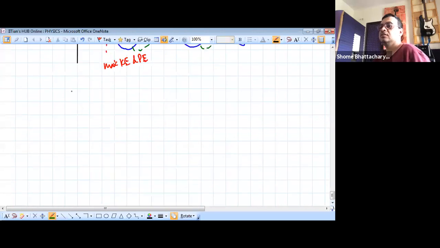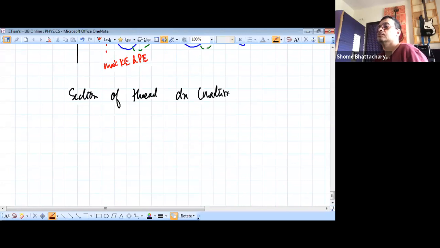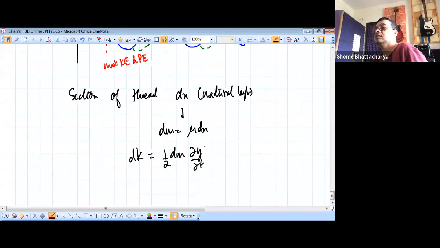So if you take a section of the thread of natural length dx, that section has mass mu dx. So it has an instantaneous kinetic energy of half dm into (del y by del t) whole square. So its instantaneous kinetic energy is half dm omega square a square sine square (kx plus minus omega t plus phi).